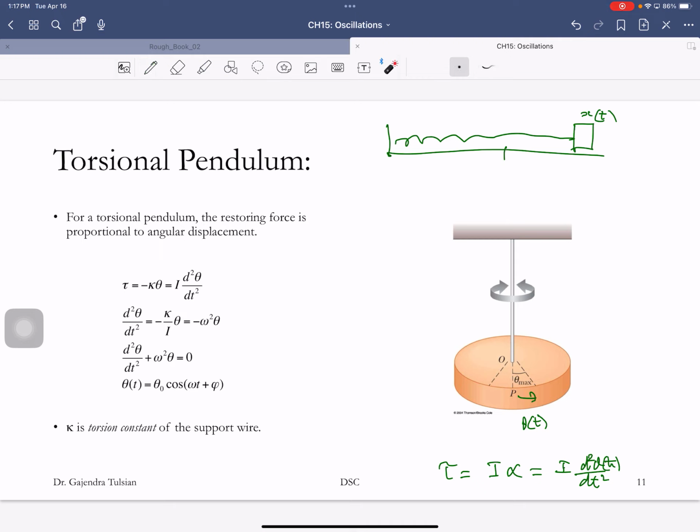All right, so this is dt squared. We'll divide by I. So d squared theta by dt squared is minus kappa by I times theta. Kappa, the torsion constant, is positive. I is the moment of inertia of this disc about that axis. That's positive. So since both are positive, we'll write that as omega squared. And then you bring that over here. Here's the differential equation satisfied by this system.